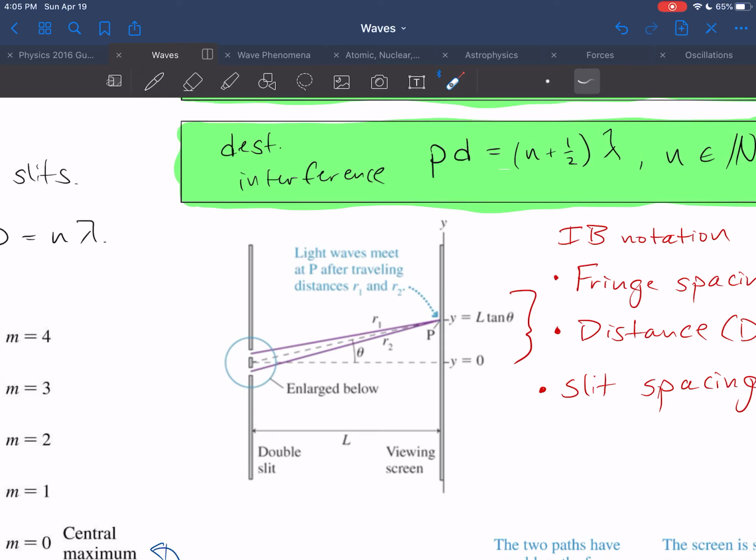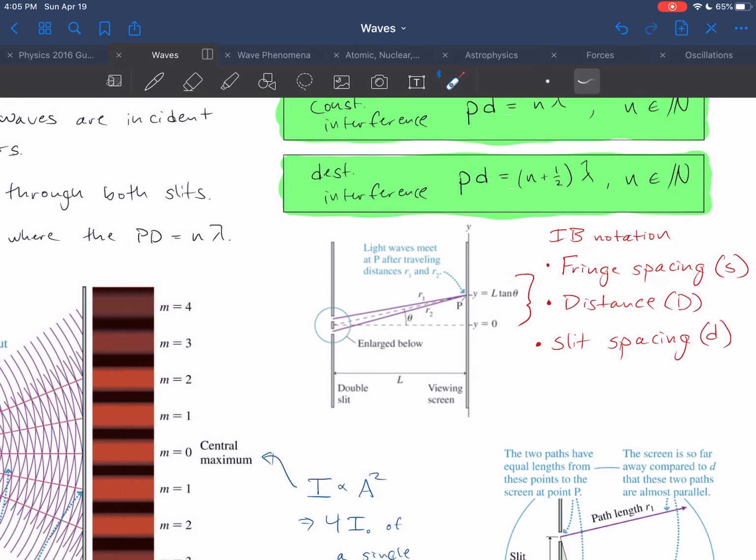That's important. The second thing to note is to observe this particular geometry. So the distance between the central maximum indicated here, y equals 0, to that first point that we're going to talk about is L tan theta, for whatever theta happens to be. So we'll use that in one second.